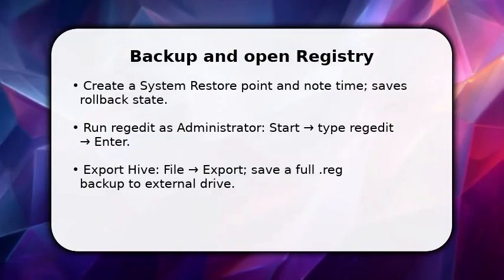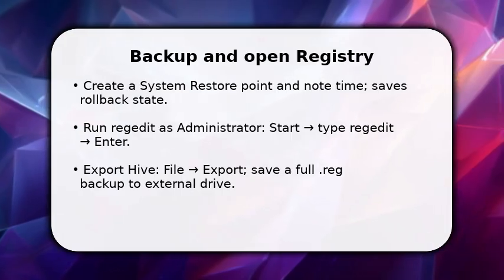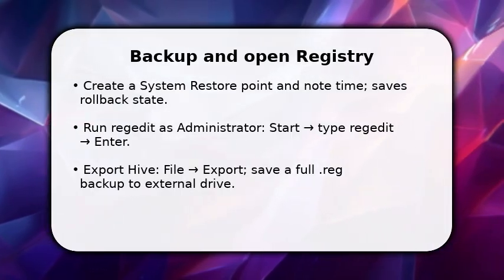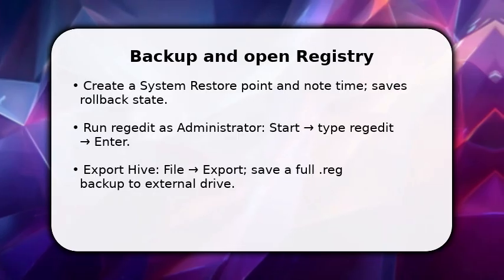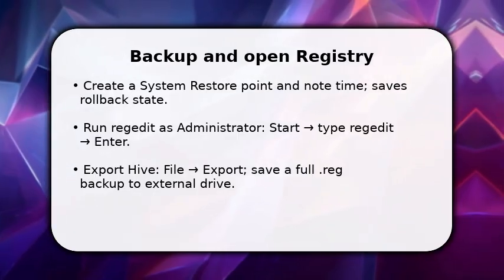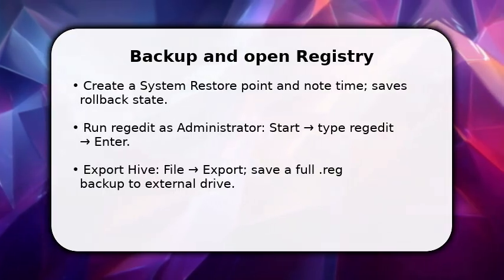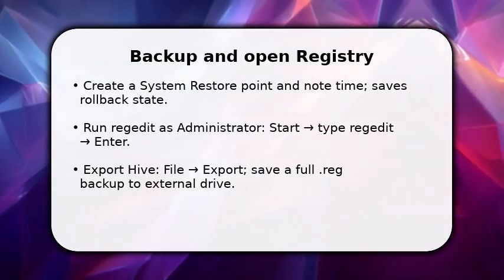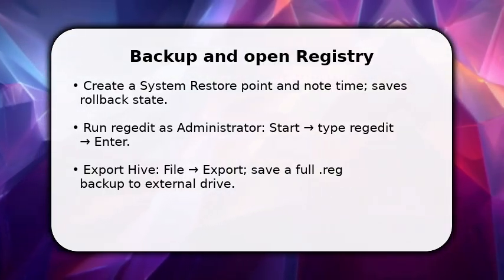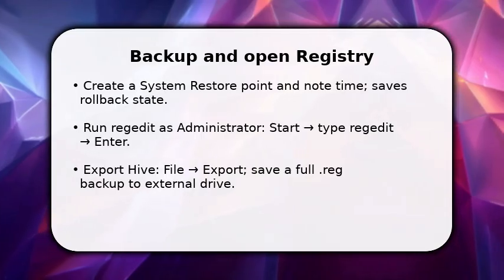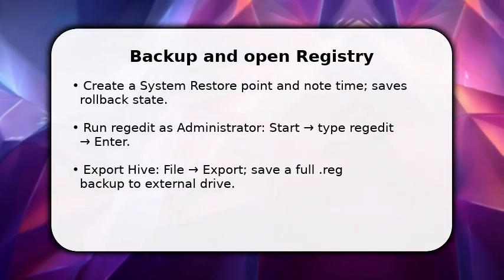You begin by protecting your system. Create a system restore point and run Regedit as administrator so changes are reversible. Once done, export the full registry hive to an external drive using File > Export and pick All. Make sure to name the backup with the date and keep it separate from the system disk. This step prevents permanent damage, so do not skip it.